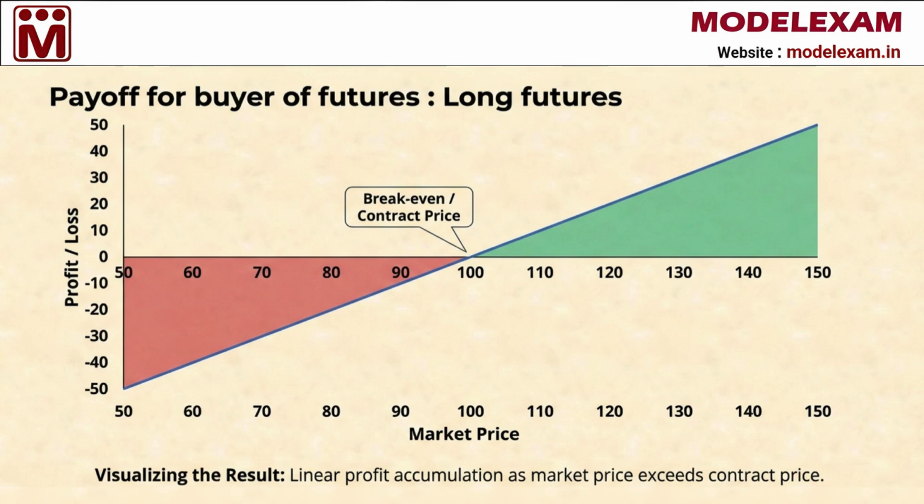When we put these points on a chart, it forms a rising line. This is the visual representation of linear profit accumulation. You can see a red zone where the price is lower than your contract price, indicating a loss, and a green zone that grows larger as the market price exceeds your contract price. This simple line tells you everything you need to know about being a buyer.